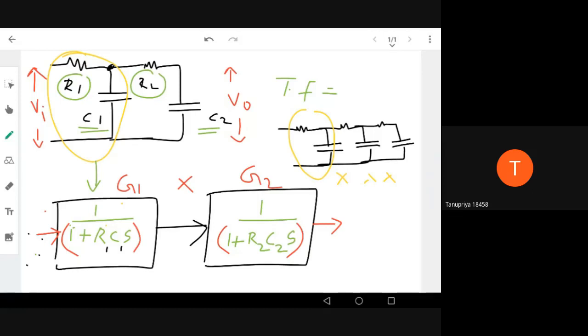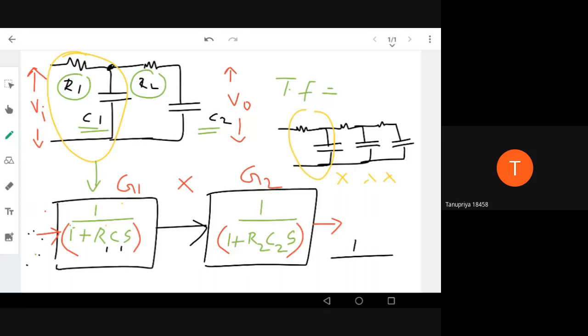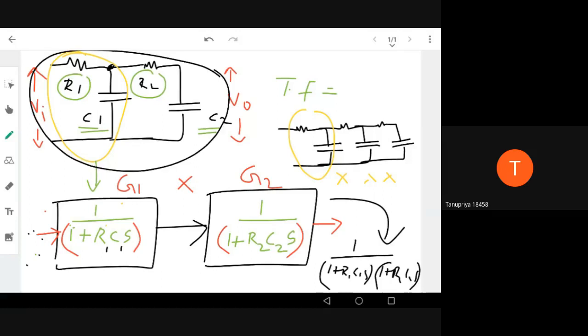That is a question, I think you can explore it. First, you try what is the transfer function of G1 into G2. If you multiply it, you'll get something like 1 over (1 plus R1 C1 S) into (1 plus R2 C2 S). But now you try the circuit separately and find V output by V input. Then you will get something different. If you're getting something different, that means this technique won't work. If it won't work, why won't it work? If it works, why does it work? Please try this and we will discuss.